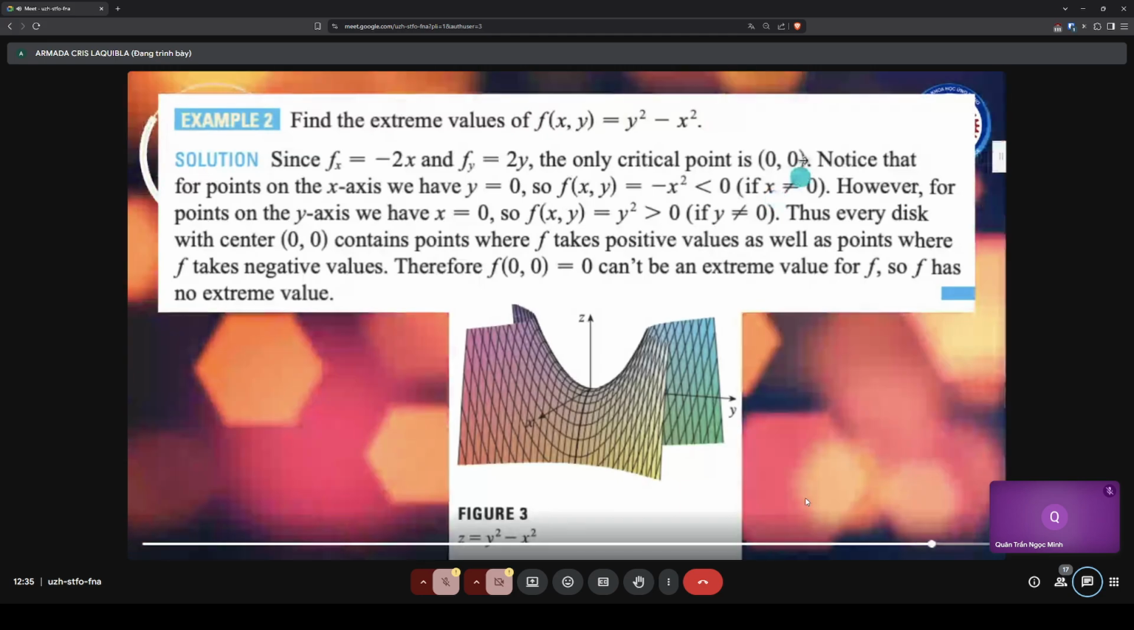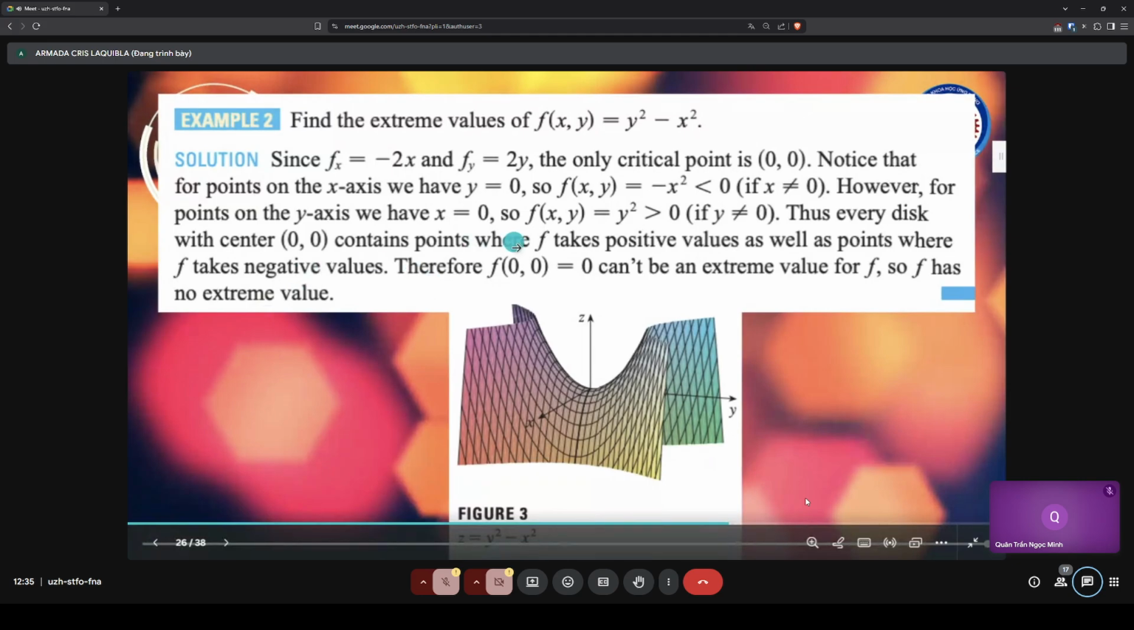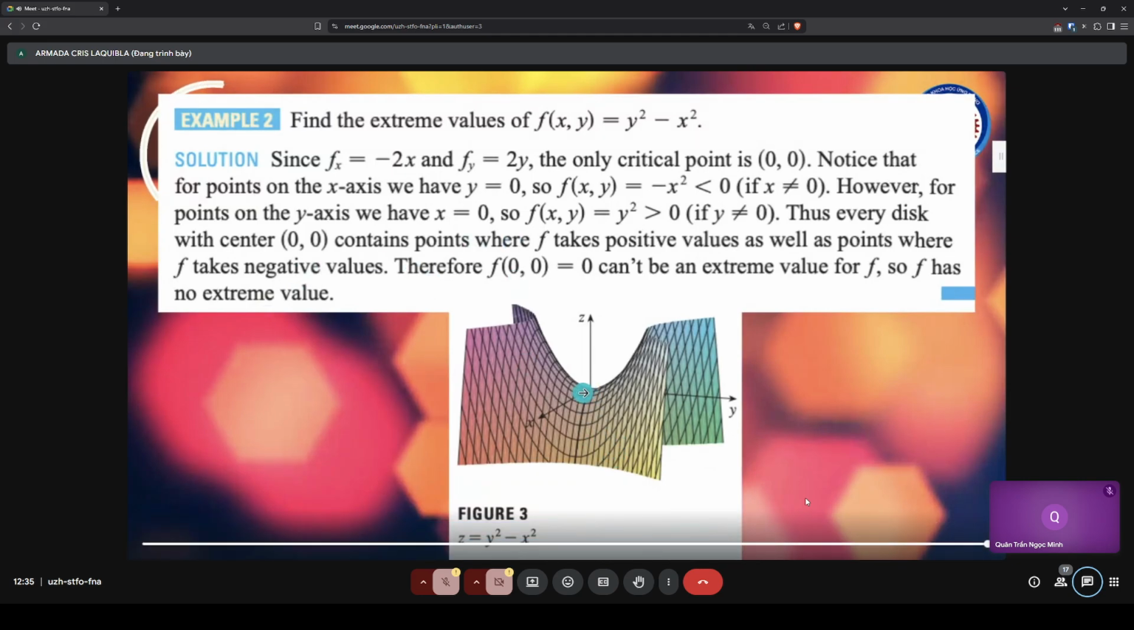Okay, now notice for points on the x-axis, we have y equal to 0. Now, if this is 0, in your f, it becomes negative x squared, which is less than 0 if x is not 0. However, for points on the y-axis, where x is equal to 0, f of x, y is y squared, greater than or equal to 0. That's the difference when your x there is 0.